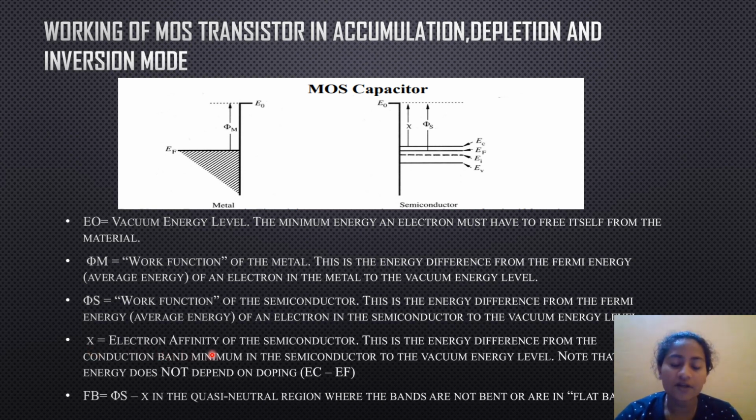And then what is meant by X? X is the electron affinity of the semiconductor. This is the energy difference from the conduction band minimum in the semiconductor to the vacuum energy level. Note that this energy does not depend on the doping, that is, EC minus EF. The doping elements can be of different types, for example aluminium, silicon, arsenic. Then coming to the band gap: it is the difference between the work function of the semiconductor and the electron affinity of the semiconductor.